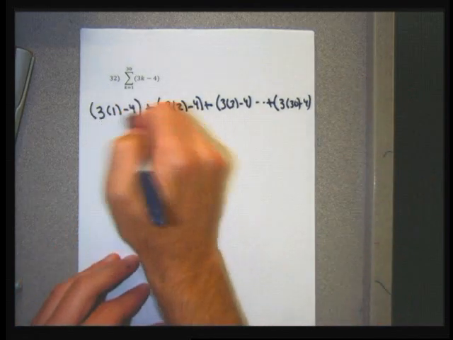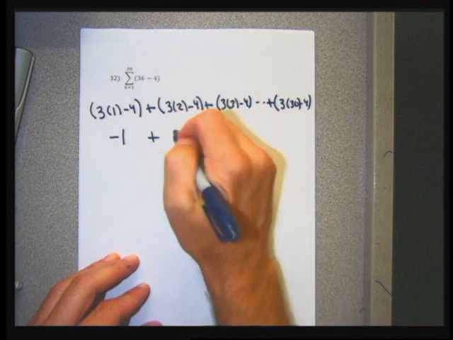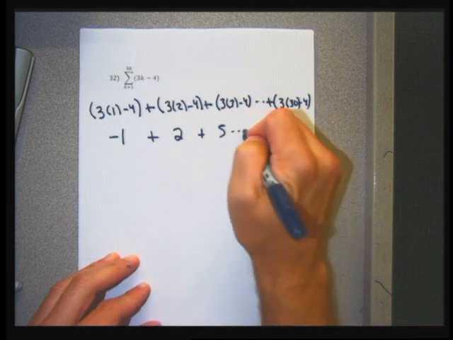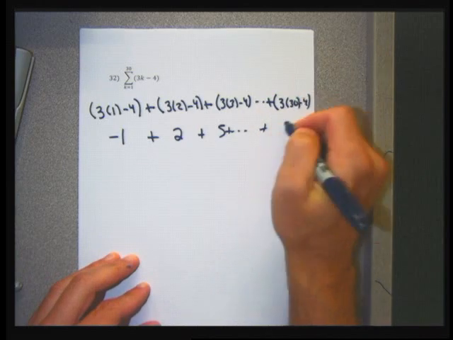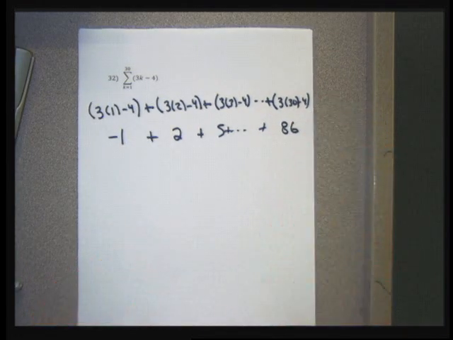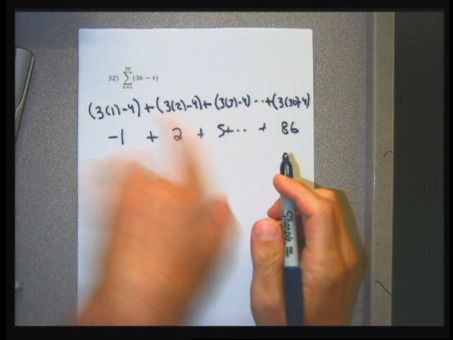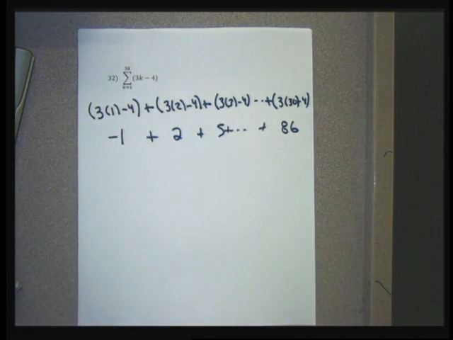The first number is going to be 3 minus 4, which is negative 1. The second number is going to be 6 minus 4, which is 2. The third number is going to be 9 minus 4, which is 5. The last number is going to be 3 times 30, which is 90, minus 4, which is 86. So these are the numbers that I'm supposed to add up, and this is an arithmetic sequence, because between negative 1 and 2, they're 3 apart. 2 and 5 are 3 apart. I can tell that the numbers were going to be 3 apart and that this was going to be an arithmetic sequence. So I didn't have to do anything in terms of expanding this.